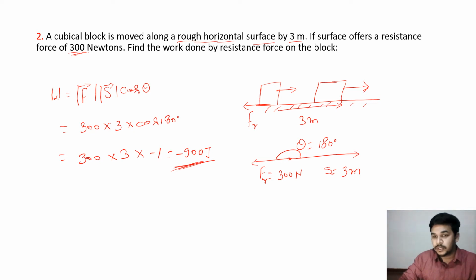Why will it become negative? Because here the angle is 180 degrees. Any work done will become negative if the angle is more than 90 degrees. I will discuss those things in more detail in the next lecture, that is the dot product itself. Okay, so this answer will come minus 900 joule. Let me increase the level of the question slightly. The next question I am going to discuss is based on the pulley and block problem. There we will calculate work done.